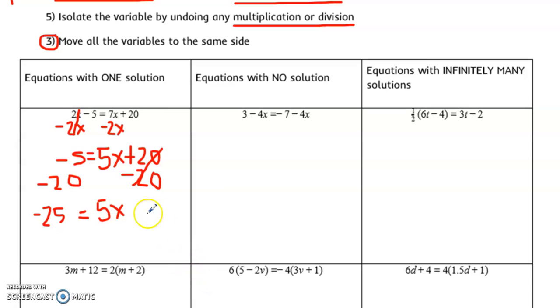And then to undo multiplication, because 5 and x are being multiplied here, we will divide, because that is going to undo that multiplication. And that cancels, and -25 divided by 5 is going to be -5 on the left side, and then x is left alone on the other side. So it's going to be -5 equals x.